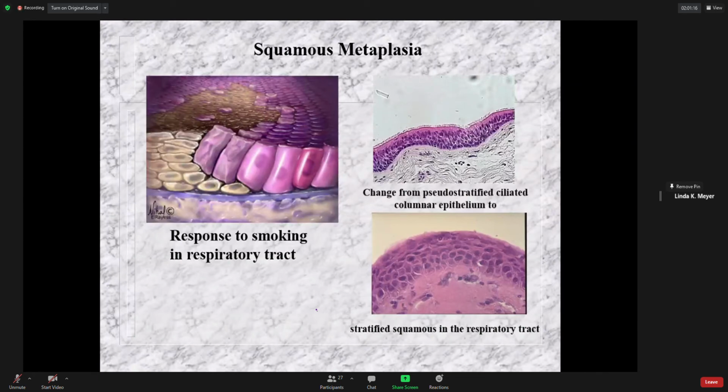This is an adaptive change. This is a tougher, even quote unquote protective type of epithelium that forms in response to smoking. If the person stops smoking, it can return back to the normal pseudostratified ciliated columnar epithelium. So squamous metaplasia in the respiratory tract of smokers is a very common application of the term.